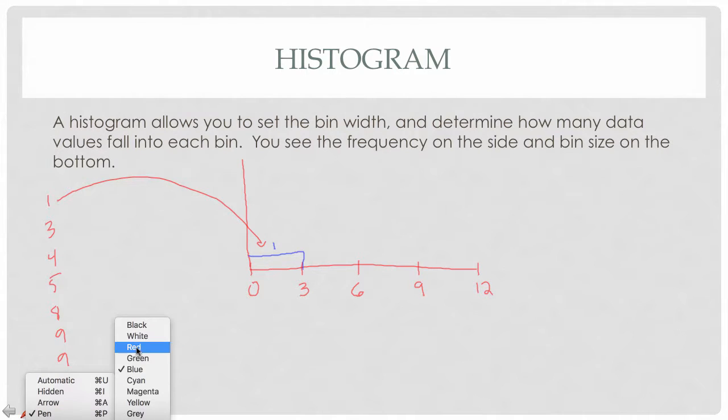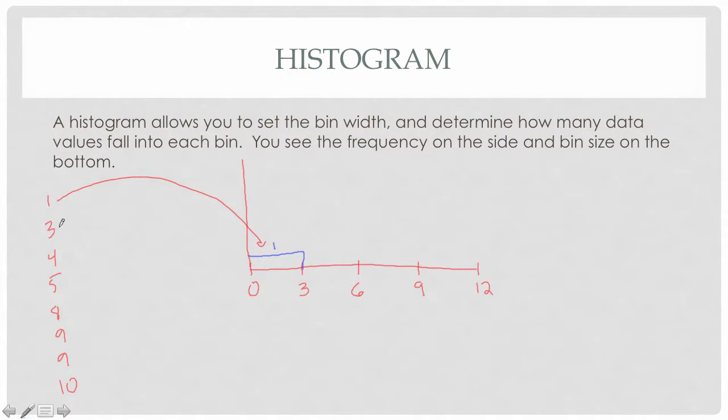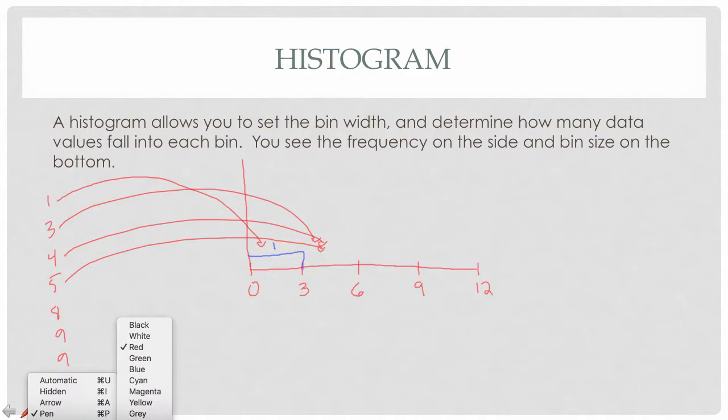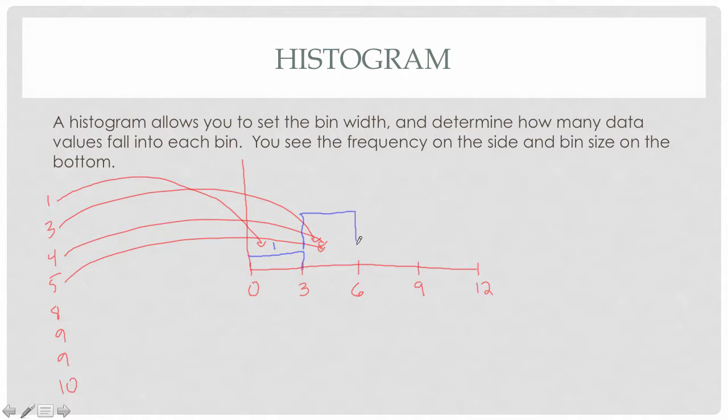All right, now how many go into 3 to 6? Well, there's one number, 2 numbers, 3 numbers, and that's it. 8 is too big. So it looks like there's a frequency of 3. There's 3 numbers that start at 3 and go up to 6. So I would make a taller bar and say, yep, there's a frequency of 3.